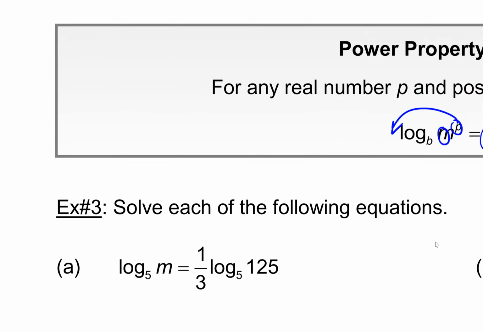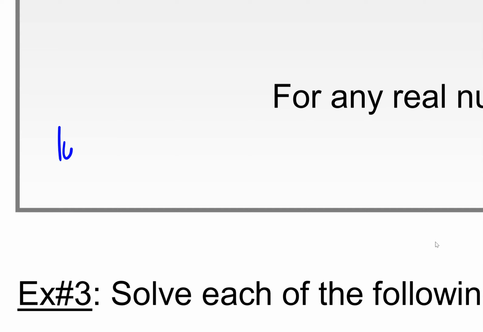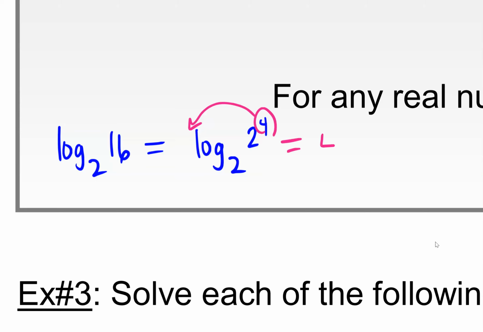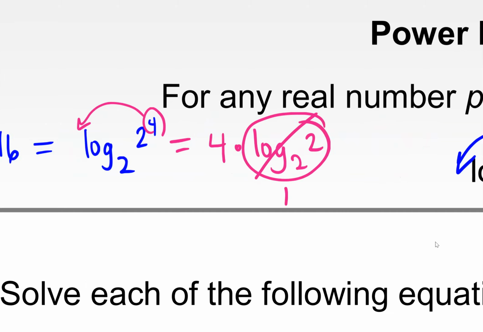First, if I say something like log base 2 of 16. Now remember, 16 is just 2 to the 4th power. I have an exponent, right? So let me bring the exponent out front. This is the same thing as saying 4 times log base 2 of 2. Wait, log base of the same thing? This right here is equal to 1. So I have 4 times 1, which is just 4.